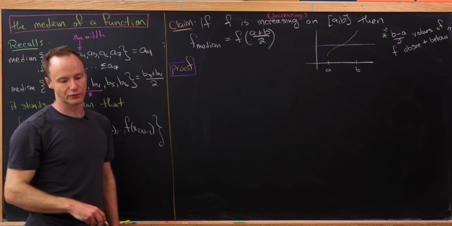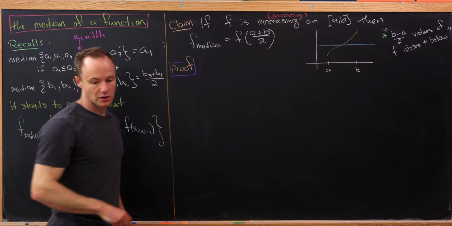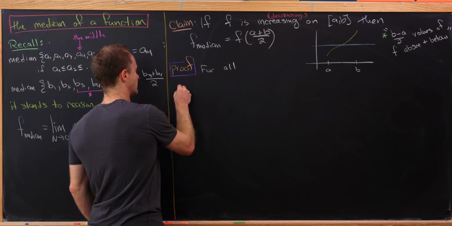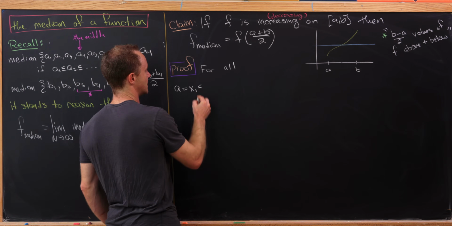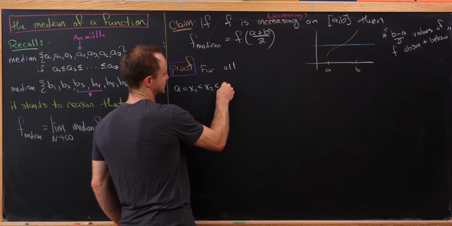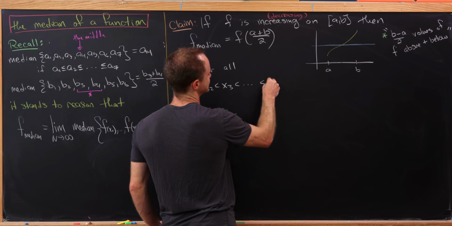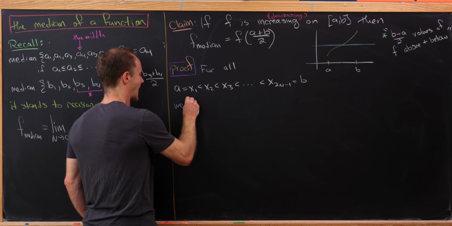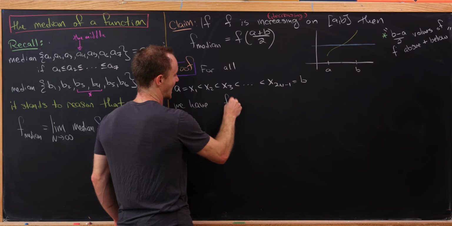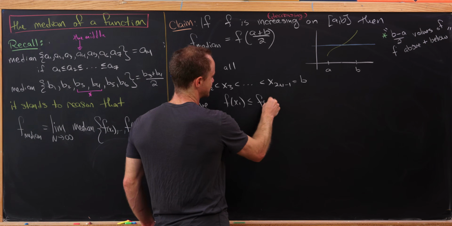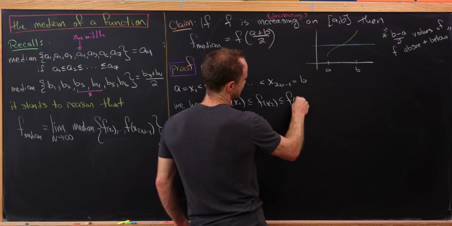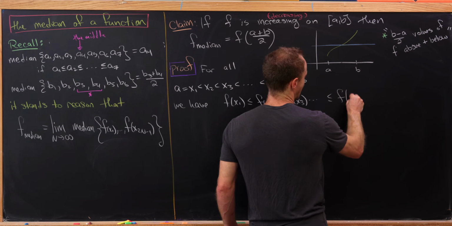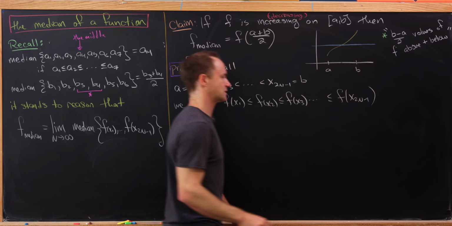Okay, so anyway, let's now prove this claim. Let's note the following. For all, maybe we'll say a = x1 < x2 < x3, all the way up to x sub 2n minus 1, which is equal to b, we have the following. We have f of x sub 1 is less than or equal to f of x sub 2, which is less than or equal to f of x sub 3, all the way up to f of x sub 2n minus 1.